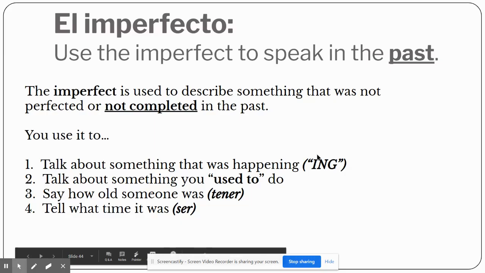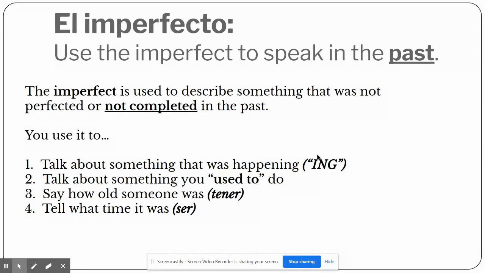Hola, estudiantes. What we are going to do today is just take time and talk about the imperfect tense. So you should have your notes, your Google Doc notes out, and this information, just follow along and I'll kind of talk about what the imperfect tense is.